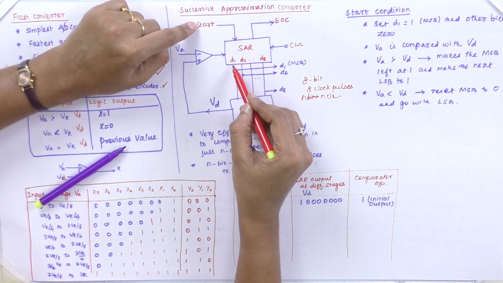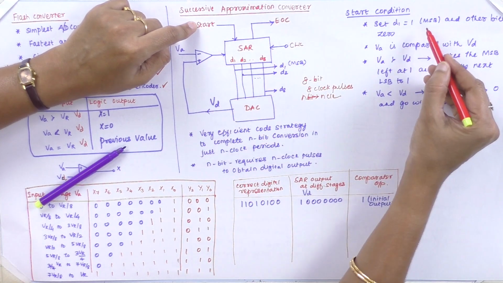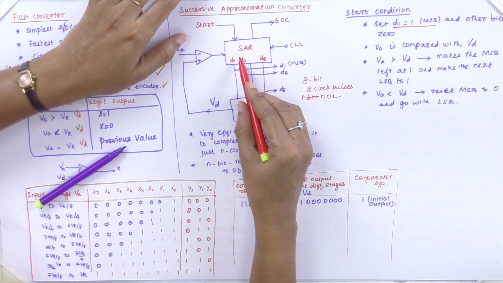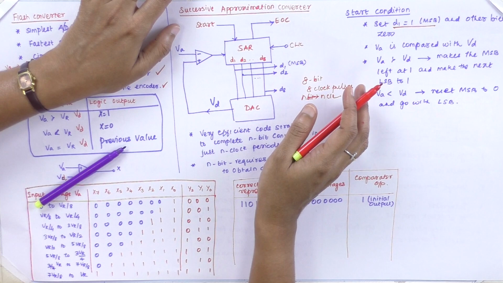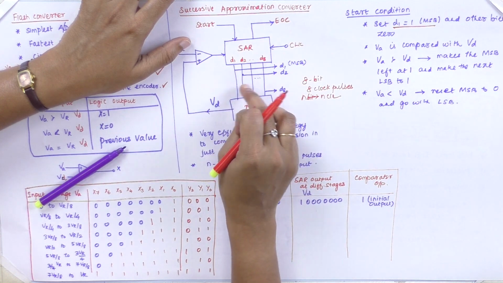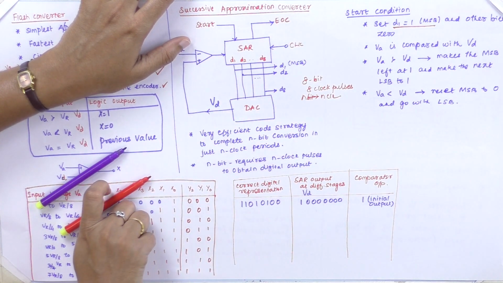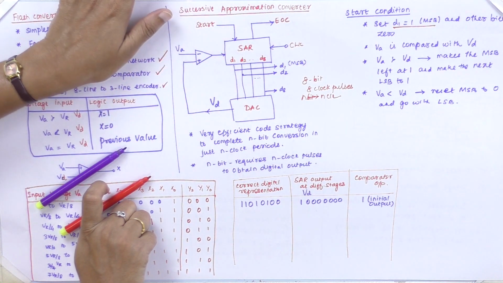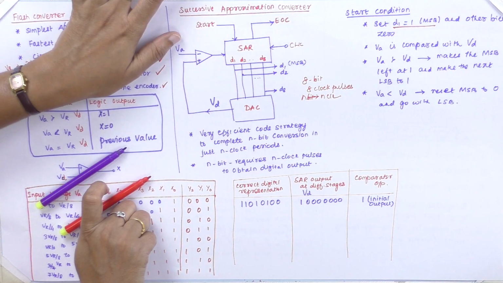At the start condition, we set D1 as the most significant bit, and make the other bits zeros. That means D1 is 1, the rest will be 0. In that condition, we compare your analog signal with the DAC voltage. If VA is greater than VD, then the MSB is kept at 1. If it is less than, then you make the MSB 0. That is the basic comparator concept applied here, but in the case of digital and analog signals.